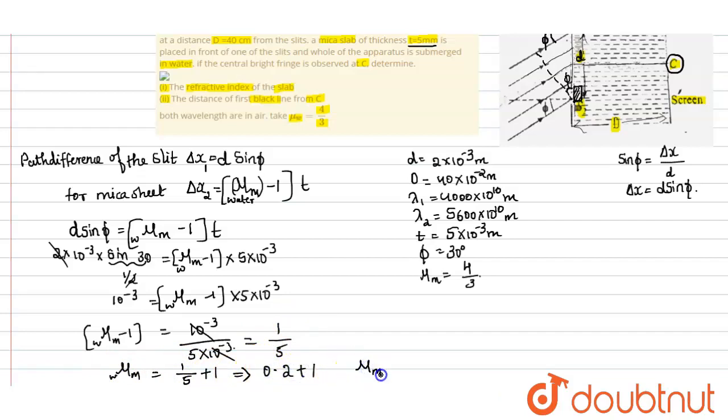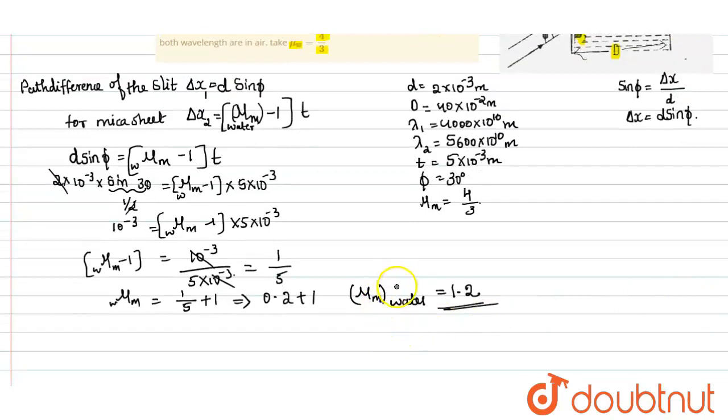So the value of mu m for water is equal to 1.2. So now we have the value for mu m. But mu m with respect to water is this value, that is, mu m with respect to water is equal to 1.2.